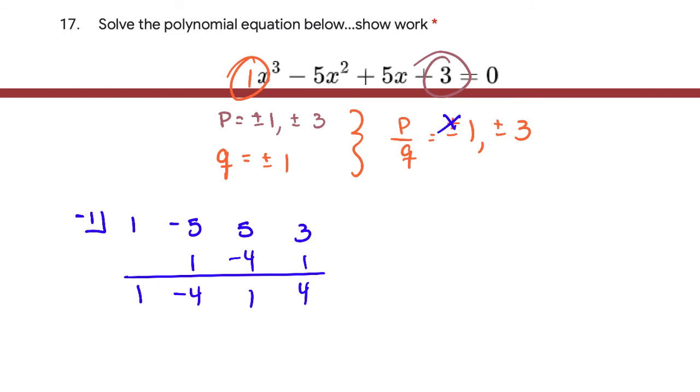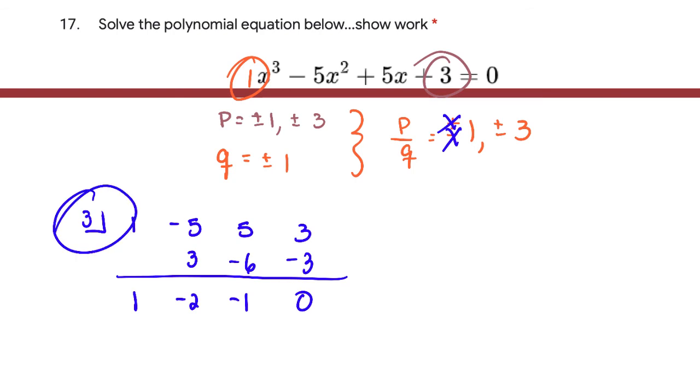So now I'm going to try negative 1, another possible solution. That's 1, negative 6, 6, 11. Nope, it does not work. Therefore, negative 1 is not a solution, and I move on. Next, we'll try the 3's. So I'll try positive 3. There we go. 3 is a solution, so I've got one value for x that I know works.